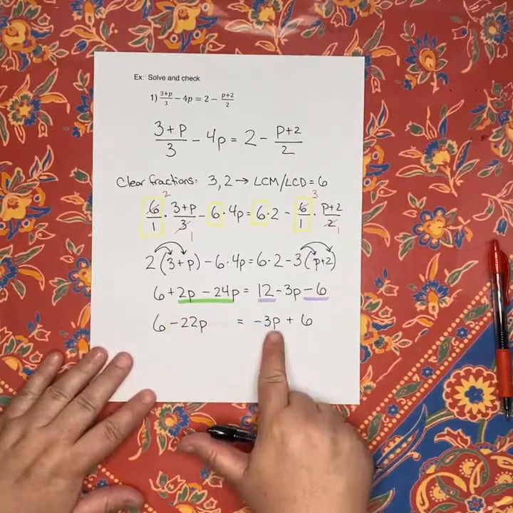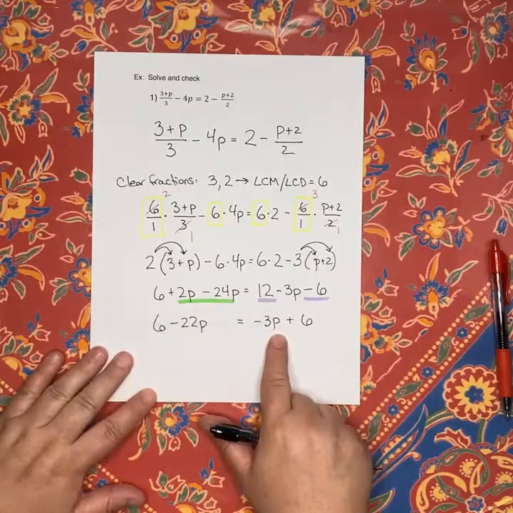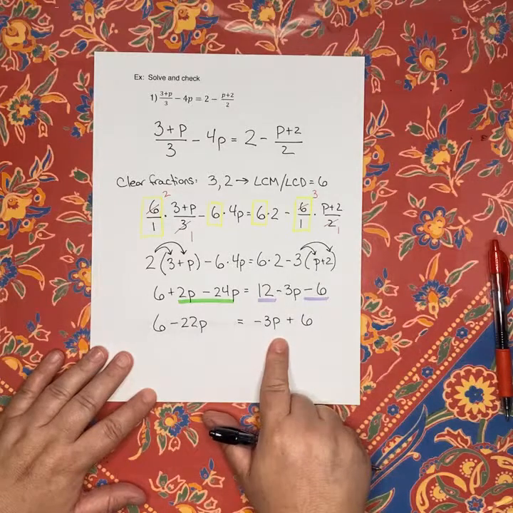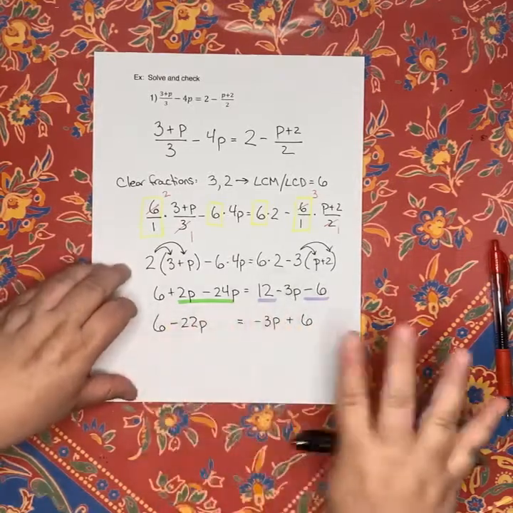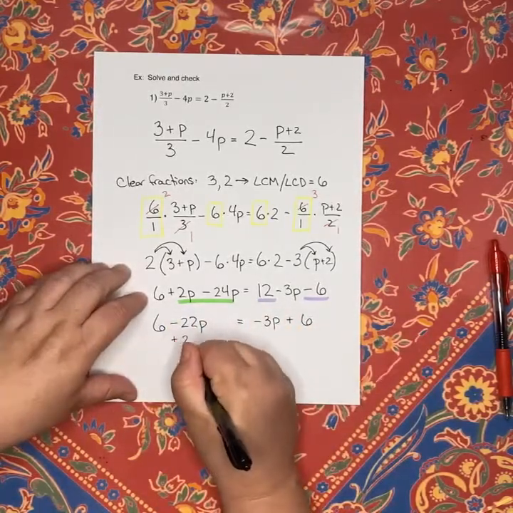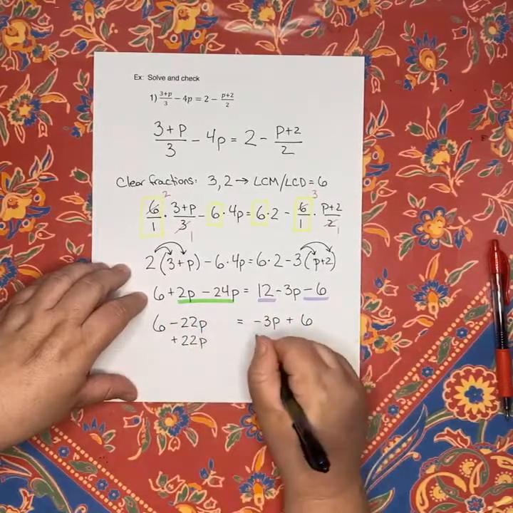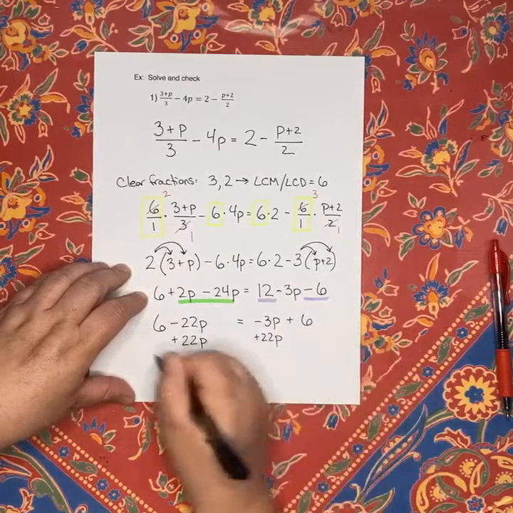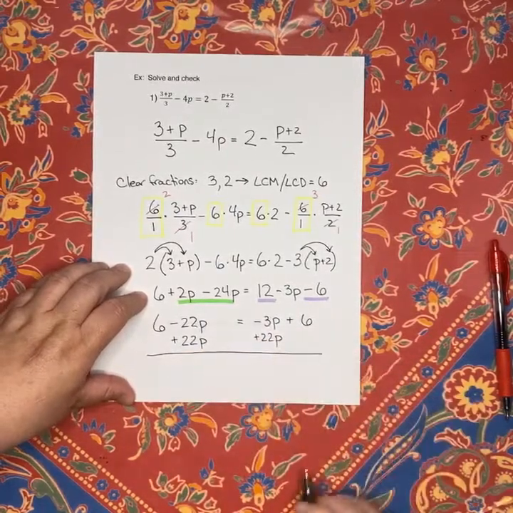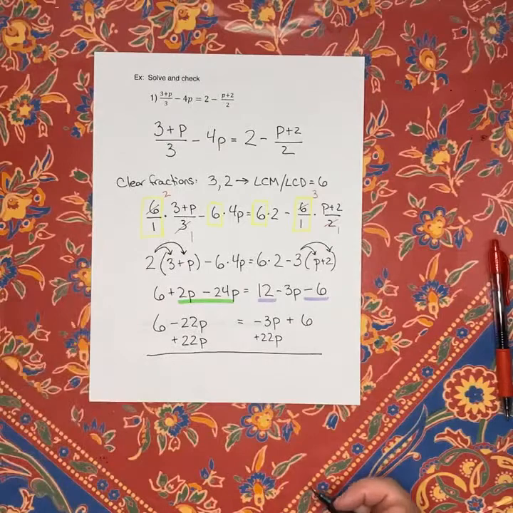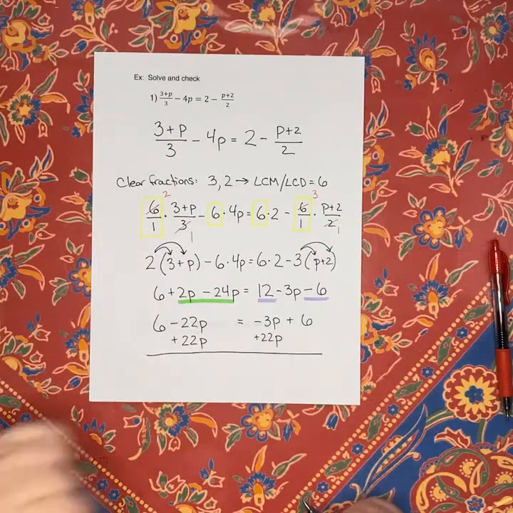So I'm going to move all the p's over here to the right. Could you move the p's to the left? Absolutely. It's totally your choice. You can move them to either side. I'm going to move them over to the right by, and here's another property of equality, I'm allowed to add to both sides as long as I'm consistent and I add the same thing.